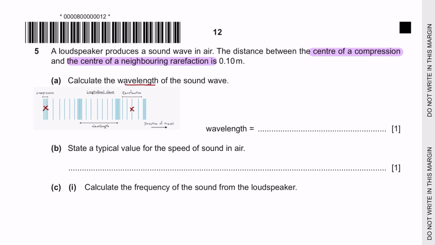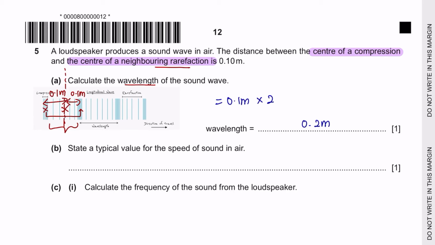A complete wavelength would be that if you start at one point of compression, you end at the next cycle of compression. If you start at the center of a rarefaction, it has to go all the way up to the next center of rarefaction. That's what makes a complete wavelength. In this question, it's given that the center of the compression to the center of the neighboring rarefaction is 0.1 meters. So the wavelength would actually be from here to here. Since this is only half, the other half would also be 0.1 meters. So the wavelength here is 0.2 meters.